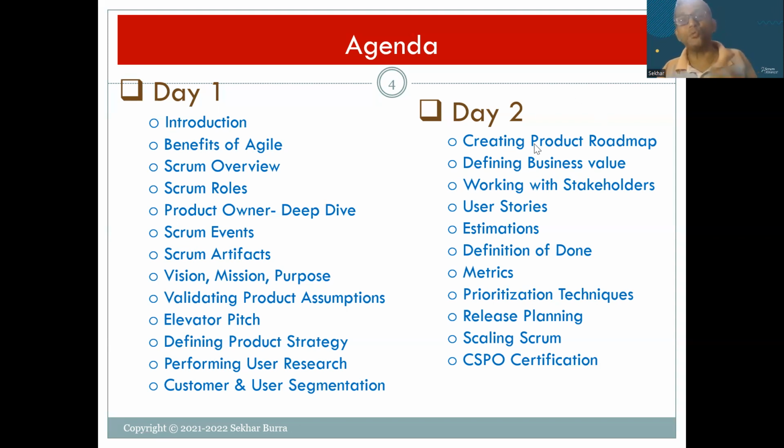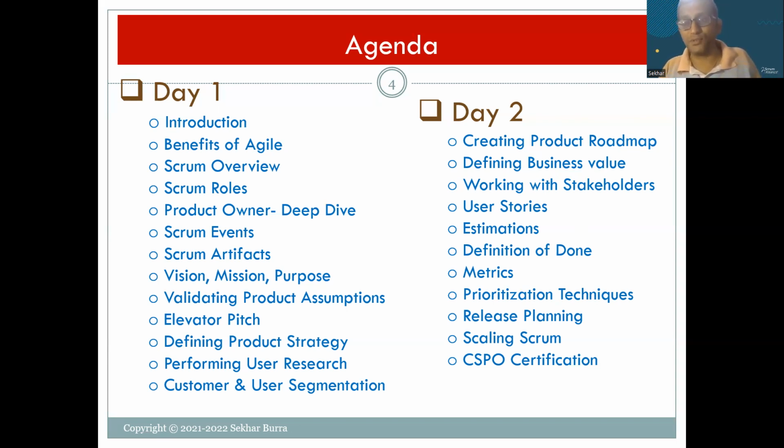And on day two, we start with creating a product roadmap. What is a product roadmap? What is the frequency, or how often can you revisit your product roadmap? And how do you evolve the product roadmap as the product evolves? Then we also talk about something we call technical debt after the product roadmap. And then we talk about business value.